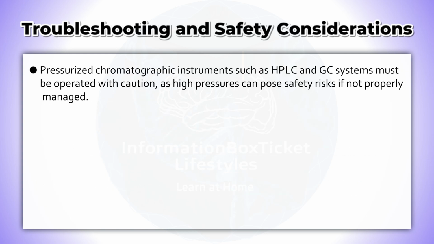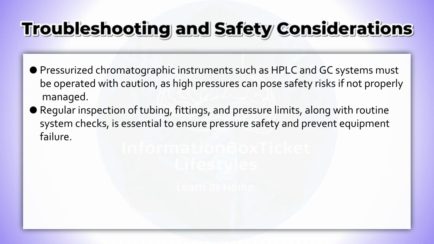Pressurized chromatographic instruments such as HPLC and GC systems must be operated with caution, as high pressures can pose safety risks if not properly managed. Regular inspection of tubing, fittings, and pressure limits, along with routine system checks, is essential to ensure pressure safety and prevent equipment failure.